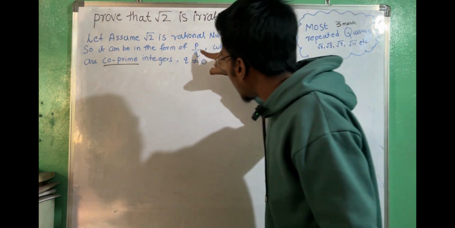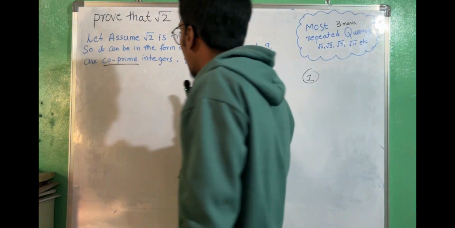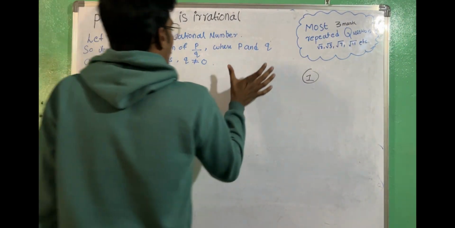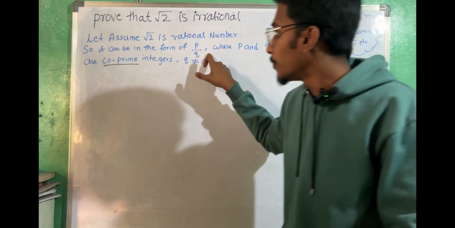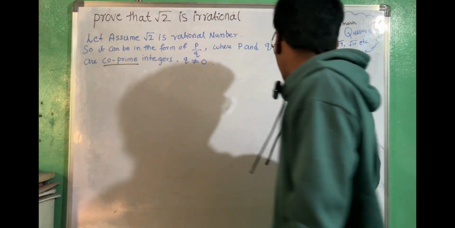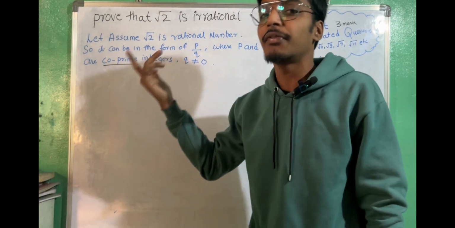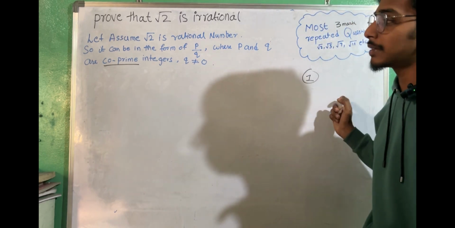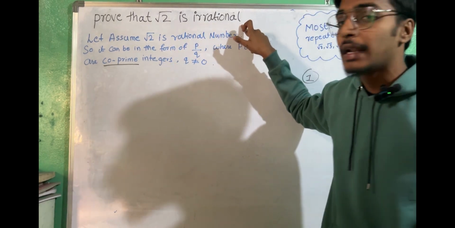If this numerator and denominator have more than 1 factor, that means it is not a co-prime number. If it is not a co-prime number, then it will not be a rational number. So we have to check whether this number has a factor 1 only or not. If this number has more than 1 factor, then it will not be a rational number. If this is not a rational number, then it will be an irrational number.